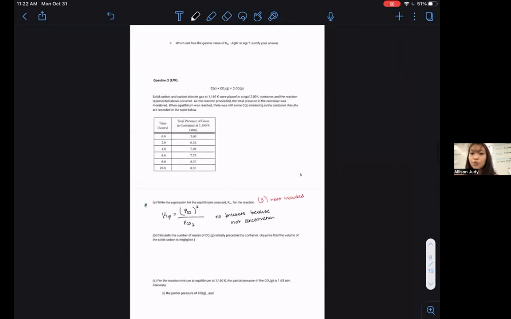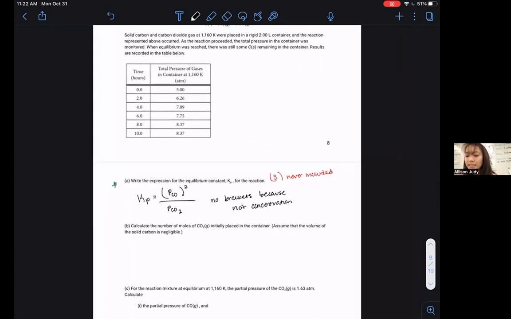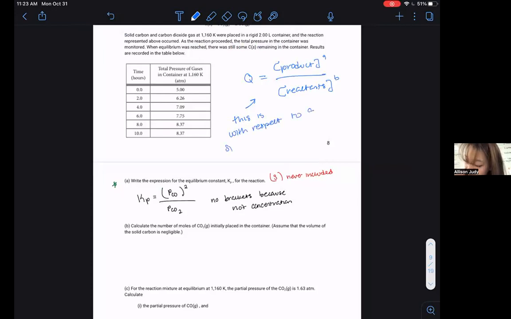And the Q quotient is basically KEQ, but specifically, Q quotient is addressing the instantaneous state of a reaction trying to find equilibrium. So let me just add this quick note that the Q quotient is still products raised to a power over reactants raised to a power. But specifically, this is with respect to a specific instantaneous moment of a reversible reaction, whereas K is with respect to equilibrium. Okay, so when Q equals K, that means the reaction is at equilibrium.